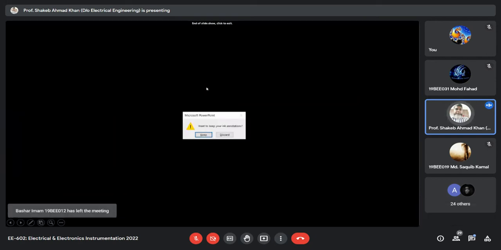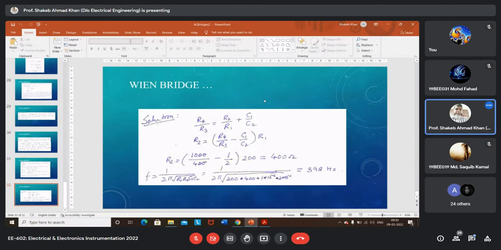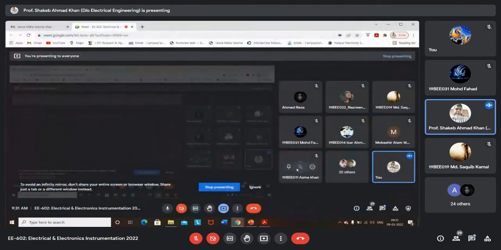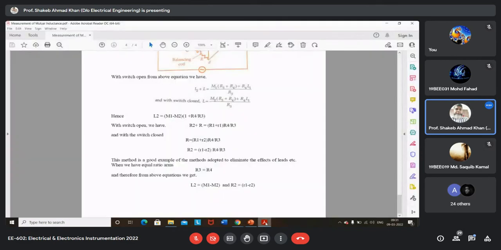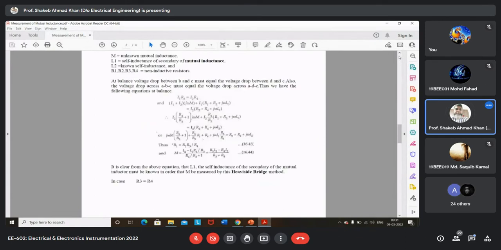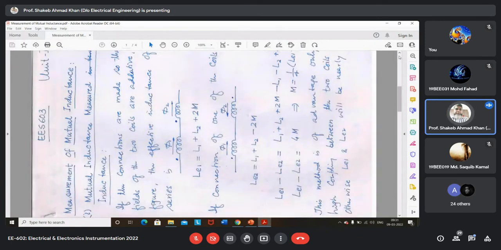Anyway, now we'll discuss how we can measure mutual inductance. If two coils are in the vicinity, meaning near each other and having a coupling. So it's very simple. Suppose, how can we measure the mutual inductance?